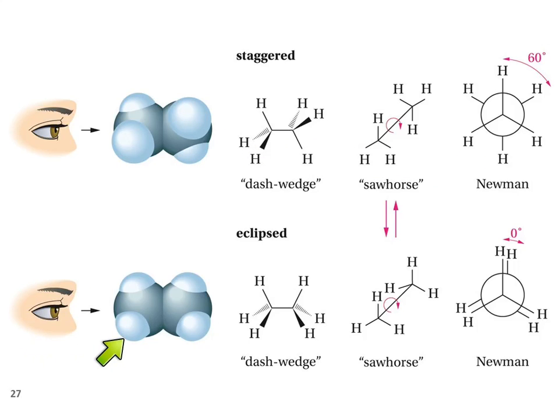And this is the eclipsed. So looking down here, we see these hydrogens are lining up. So with the 3D dash wedge, we do it like this. The sawhorse, we'd see that both of these have one hydrogen sticking straight up. And this now looks more like a sawhorse. These are the legs. And in the Newman, we're going to see that they're overlapping each other. Okay, any questions?